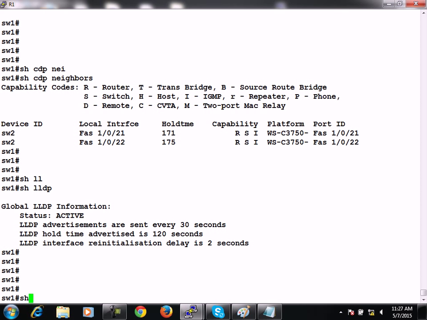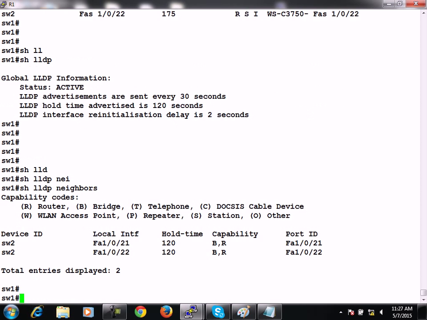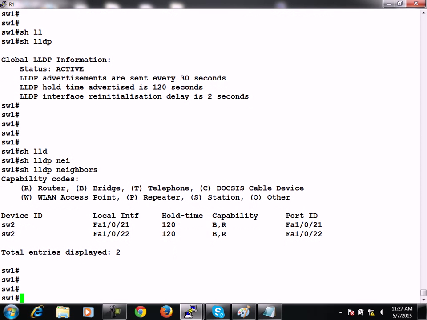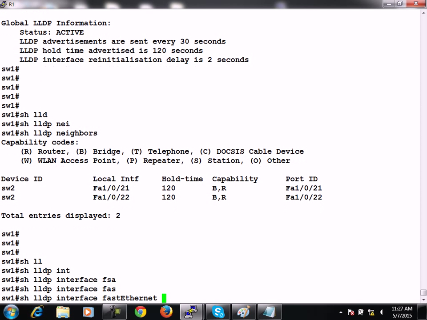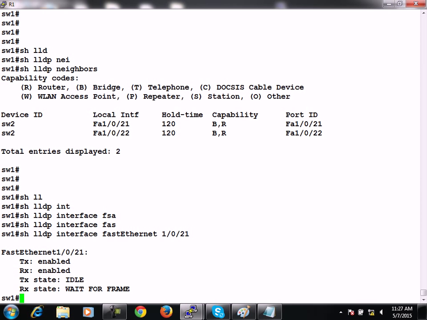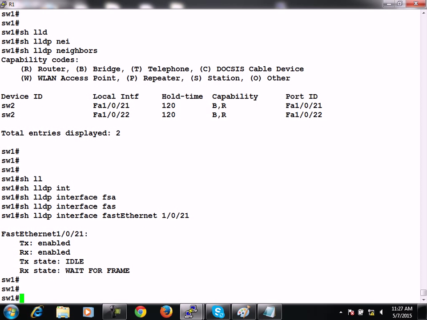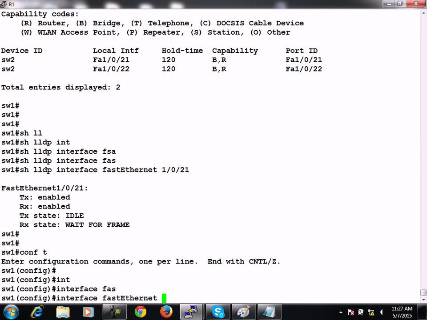Add one more thing, show LLDP neighbors. Got it? Show LLDP interface FastEthernet 1/0/21. Right? Understood? Then after, you can also go into interface FastEthernet 1/0/21.